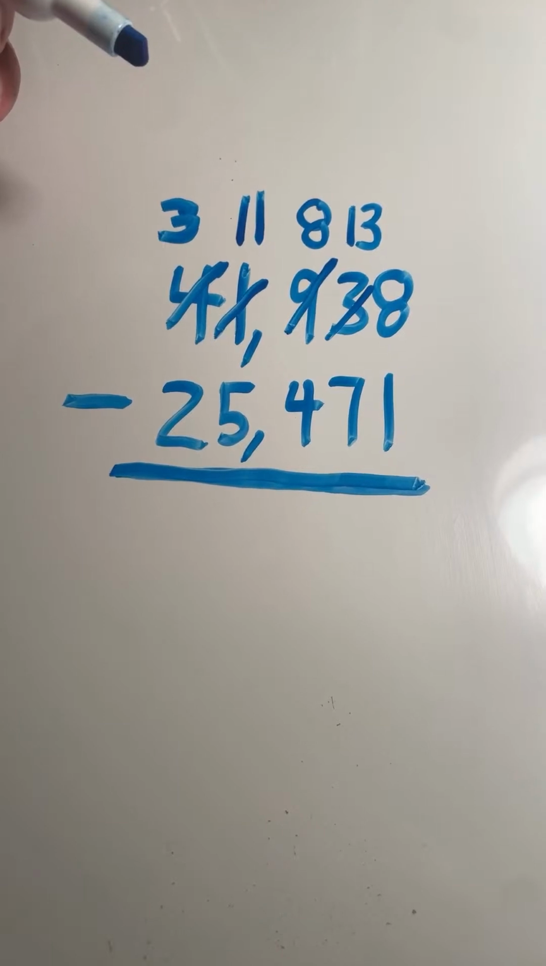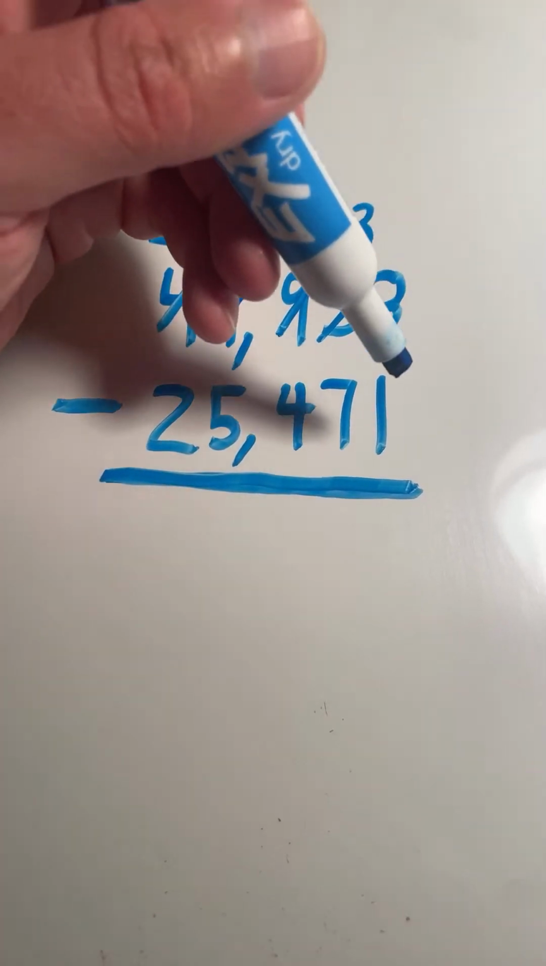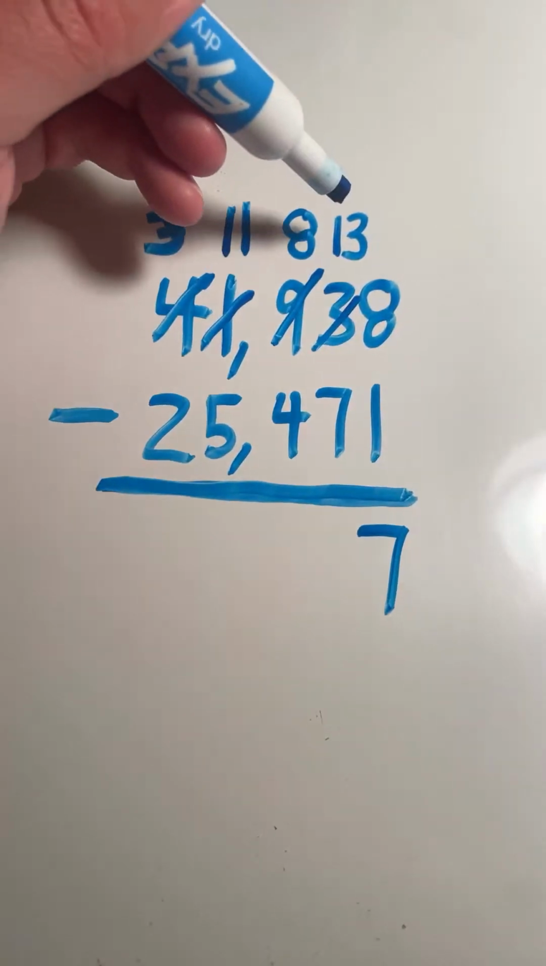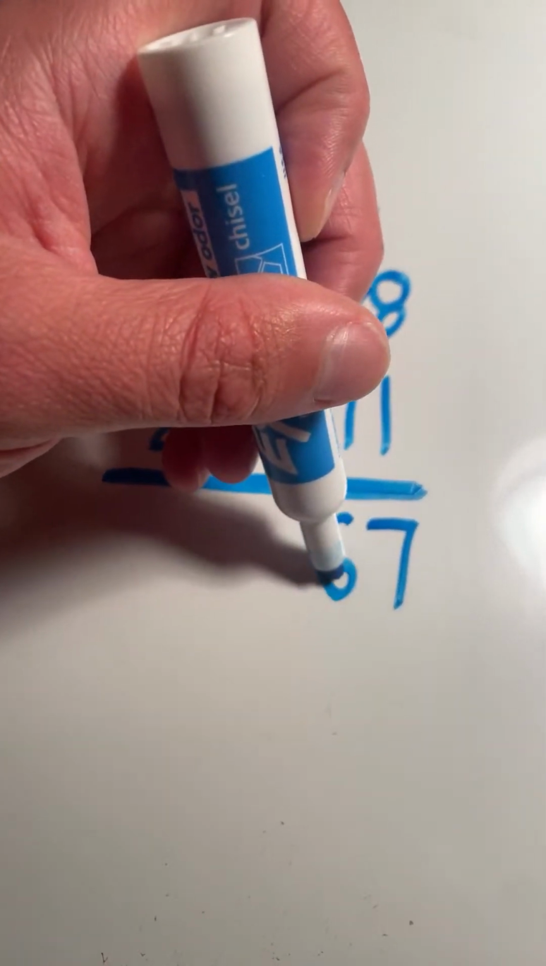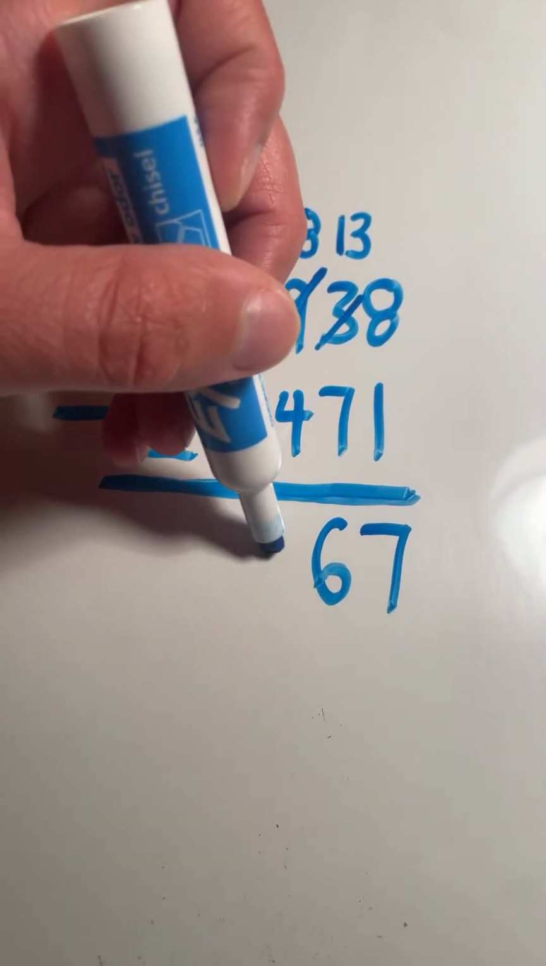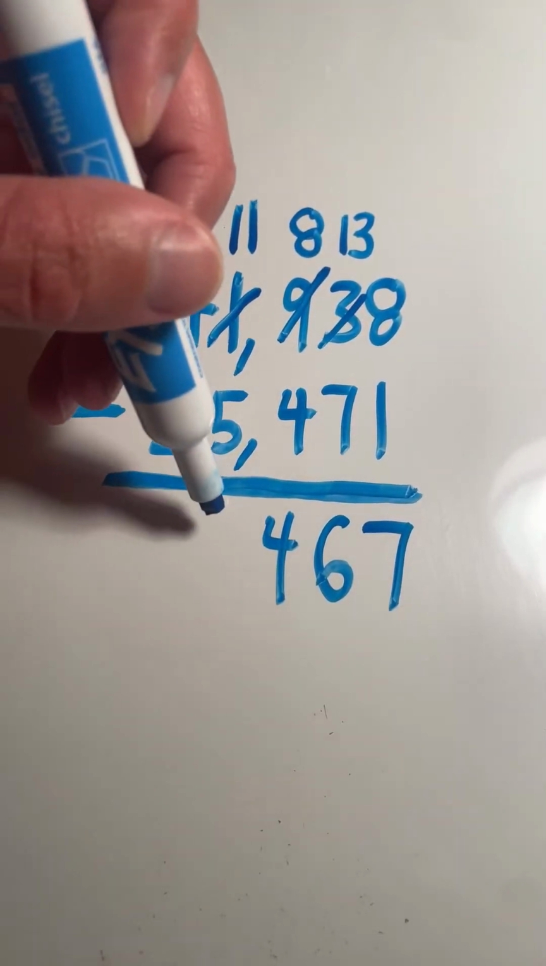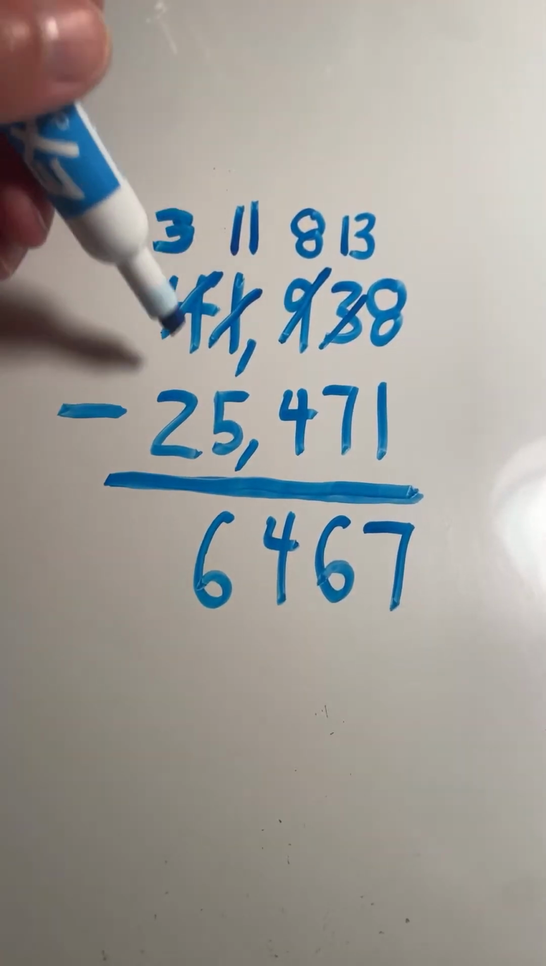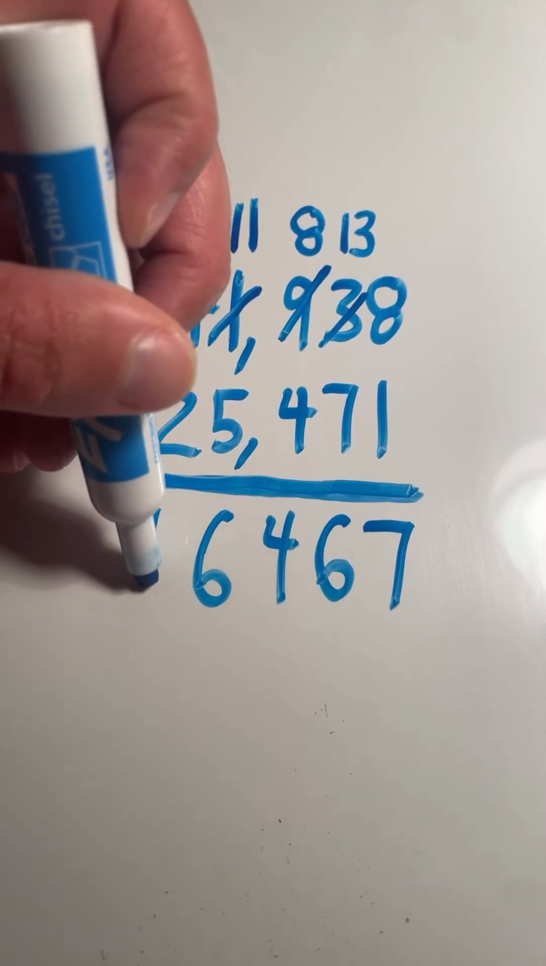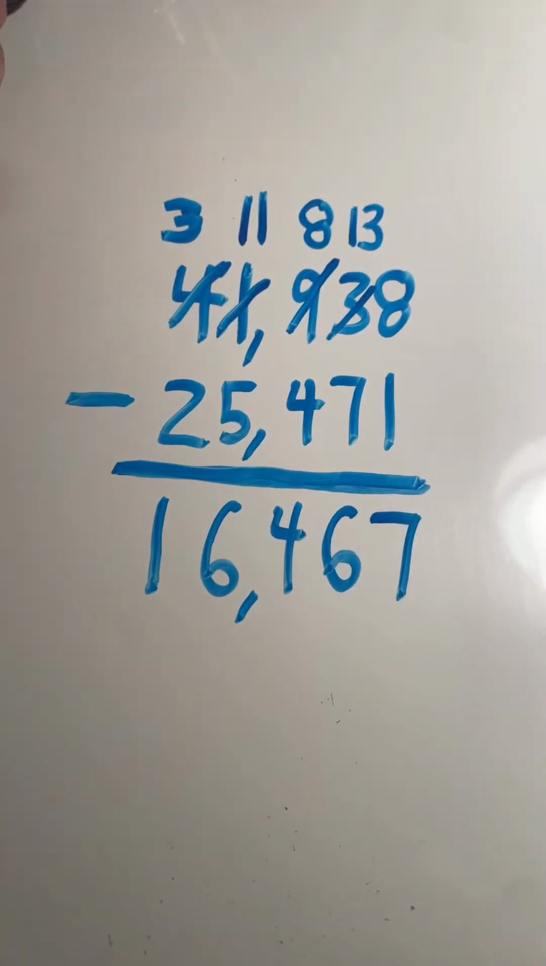to subtract. So starting in the ones place, 8 minus 1 equals 7. 13 minus 7 equals 6. 8 minus 4 equals 4. 11 minus 5 equals 6. 3 minus 2 equals 1. And we have our final answer.